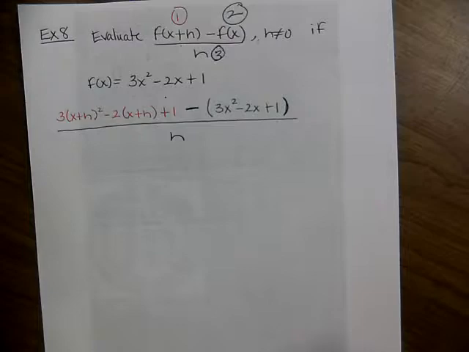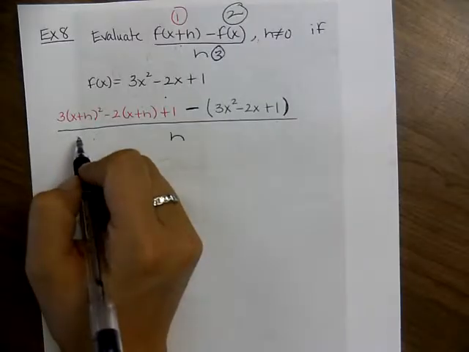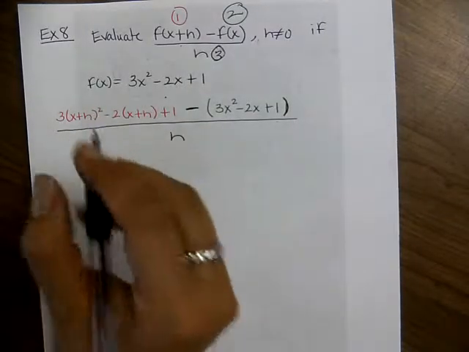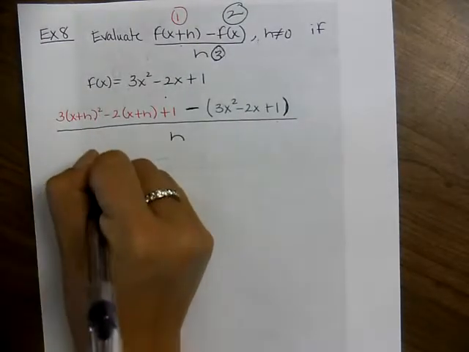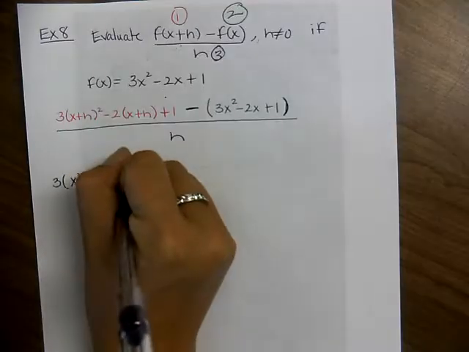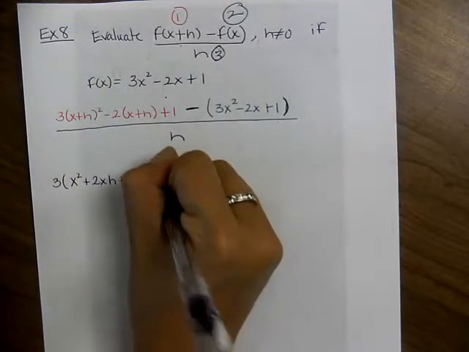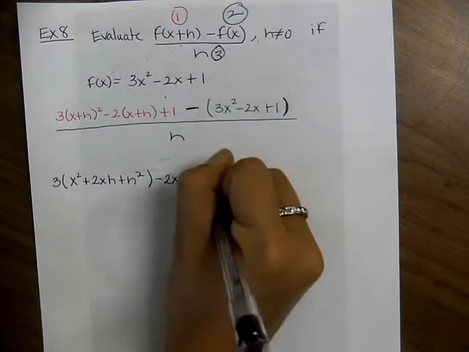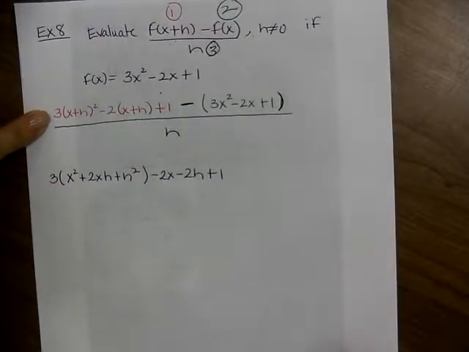The setup is the tough part. Okay, now we're going to start simplifying. So remember, x plus h squared is like x plus h times x plus h. Don't forget those middle terms. So I'm going to have 3 times the quantity x squared plus 2xh plus h squared minus 2x minus 2h plus 1. So that's coming from that pink part. That's step 1.